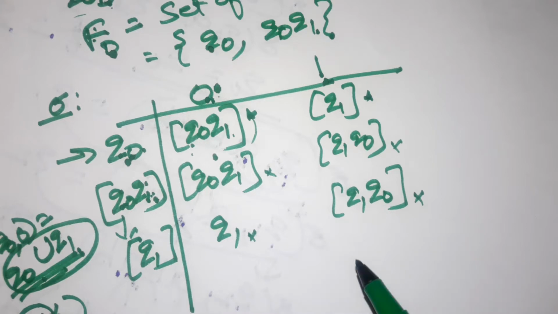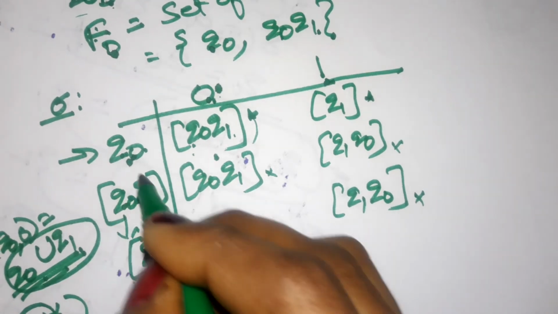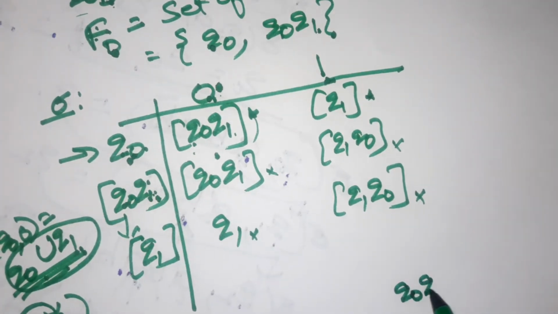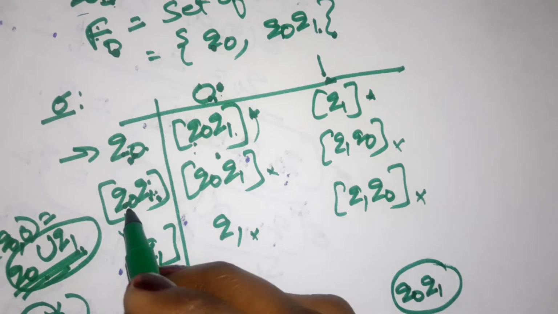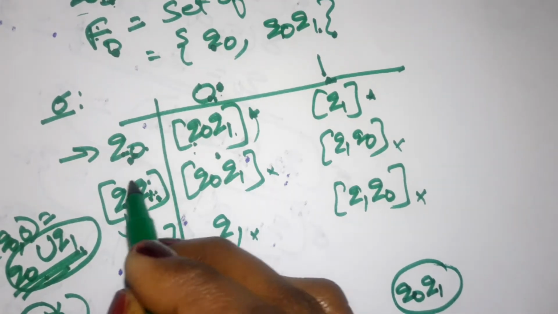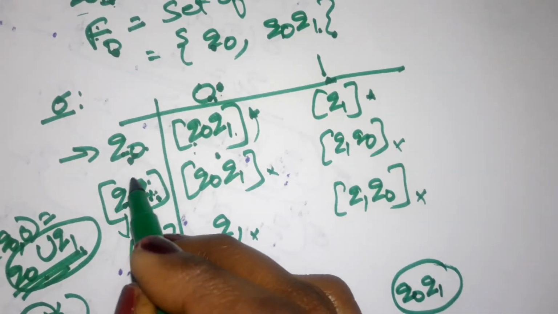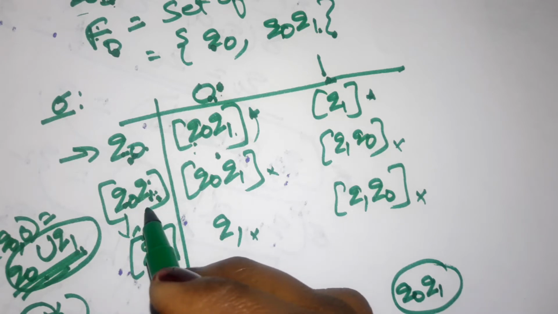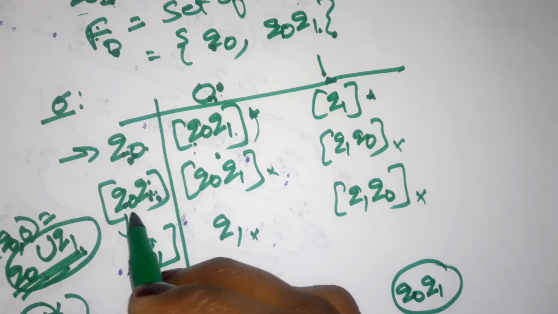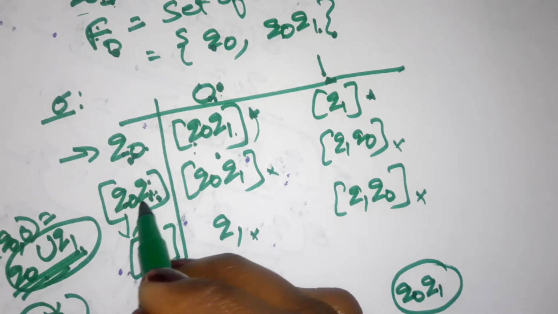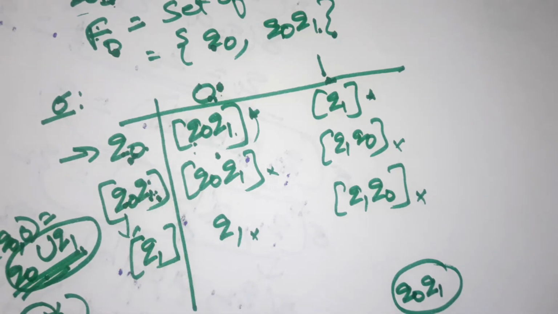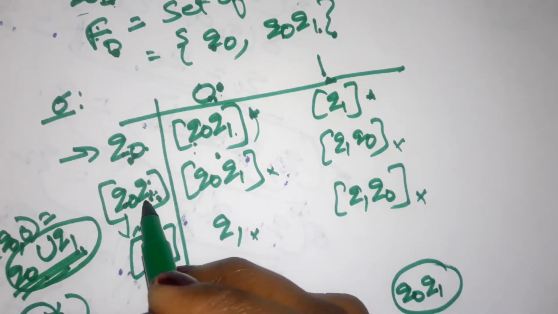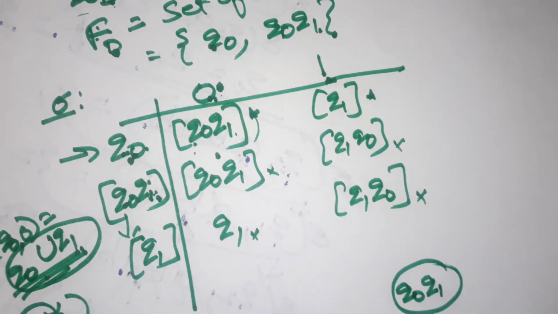Now you need to design a DFA for this transition diagram. So how many states do you need to consider? Q naught Q1. Always remember that Q naught Q1 will be a new state. These two you need to consider as one state. You should remember this. Q naught Q1 will become the new state. Don't consider Q naught as one state and Q1 as another state. You need to consider the combination of both.